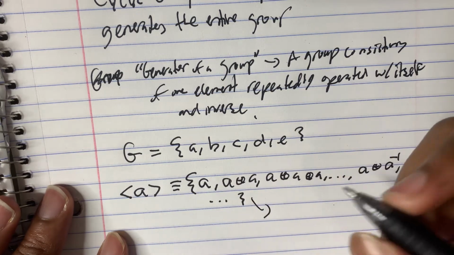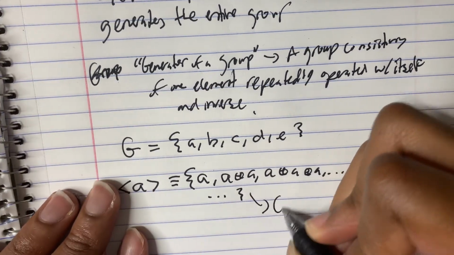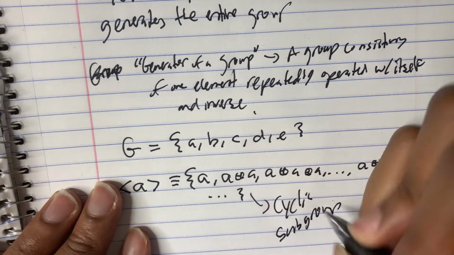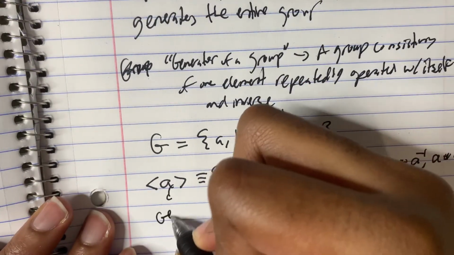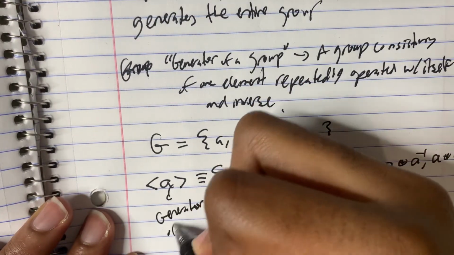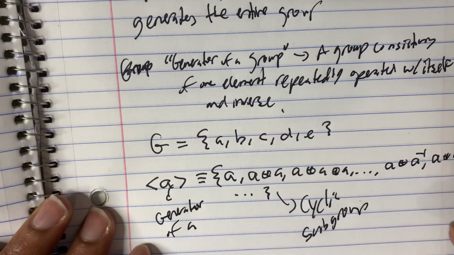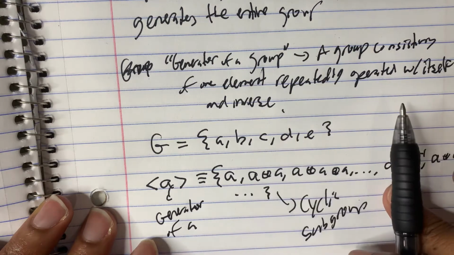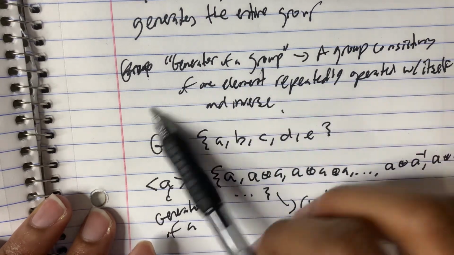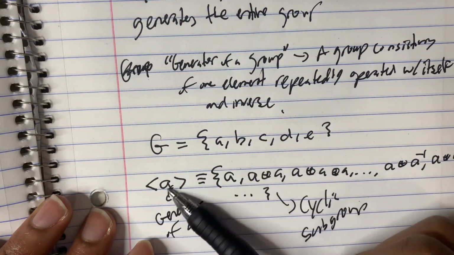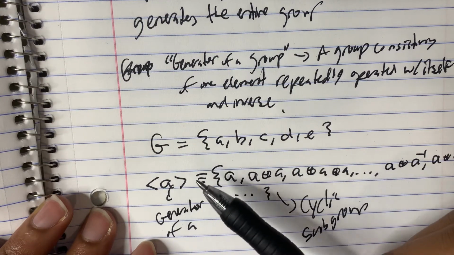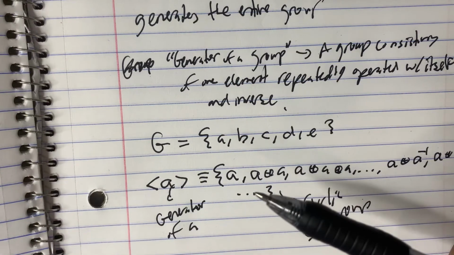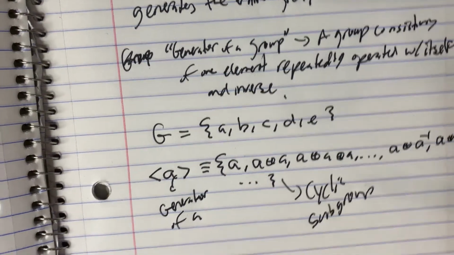Another name for it is a cyclic subgroup, and this is the generator of a. Now, if it turns out that the cyclic subgroup generated by a actually generates the entire group G that a is an element of, that group G is called a cyclic group. So let's give an example of a cyclic group.